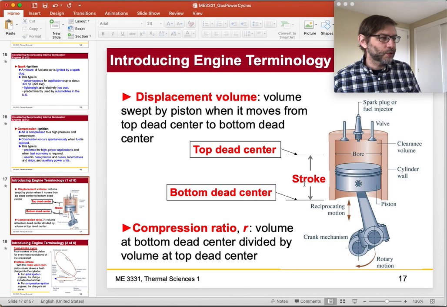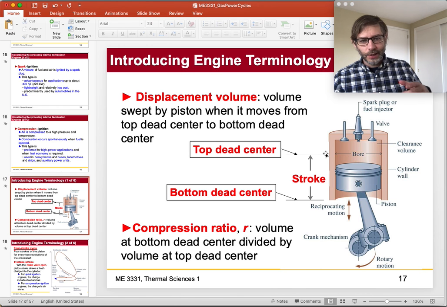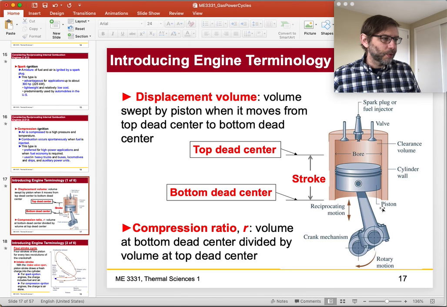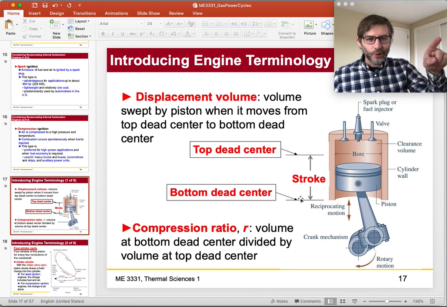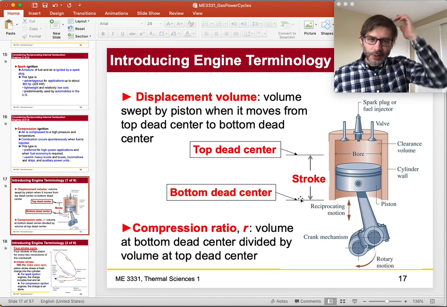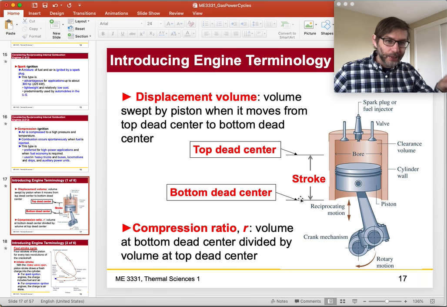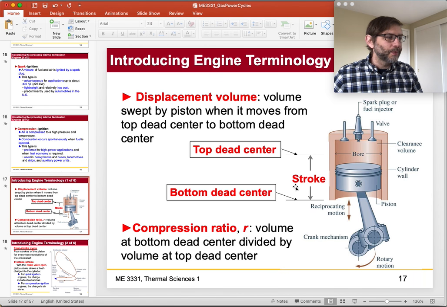You have what's called the stroke, which is the amount of movement that the piston goes, and the bore, which is the diameter of the inside of the cylinder. Now the piston moves up and down, of course, and there's what's called top dead center and bottom dead center. The reason why it's dead is because there's a curve, so it's a sinusoid. So at the top of the sinusoid, the piston stays still for a very long time, relatively, and then accelerates as it moves. So that's why we call it dead.